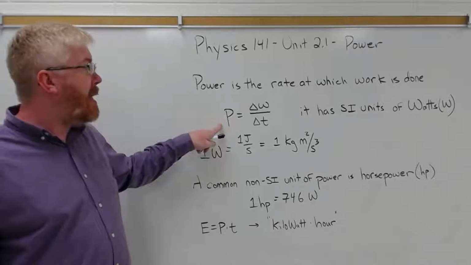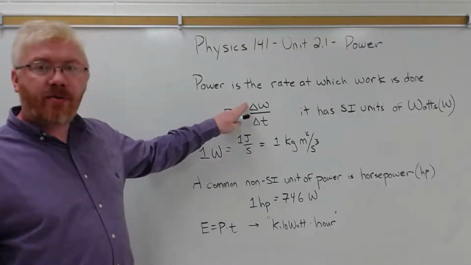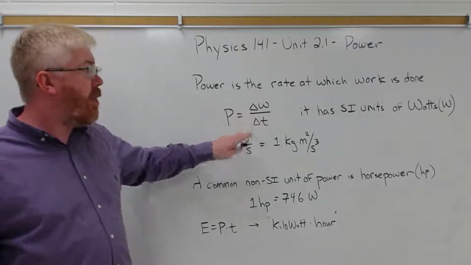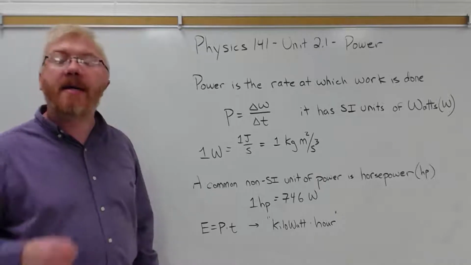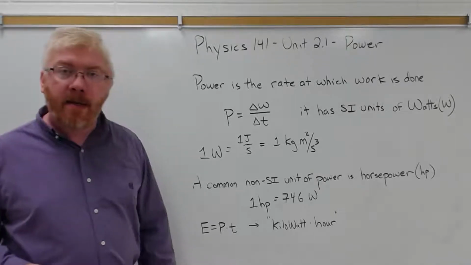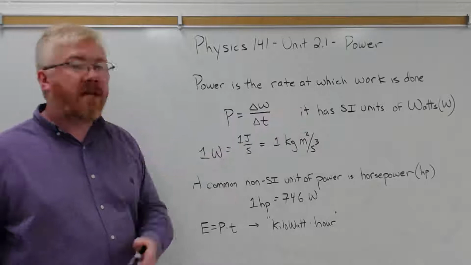So power P is just the rate at which work is done, the change in work over time. How much work is done in a specific amount of time. It has SI units of watts.